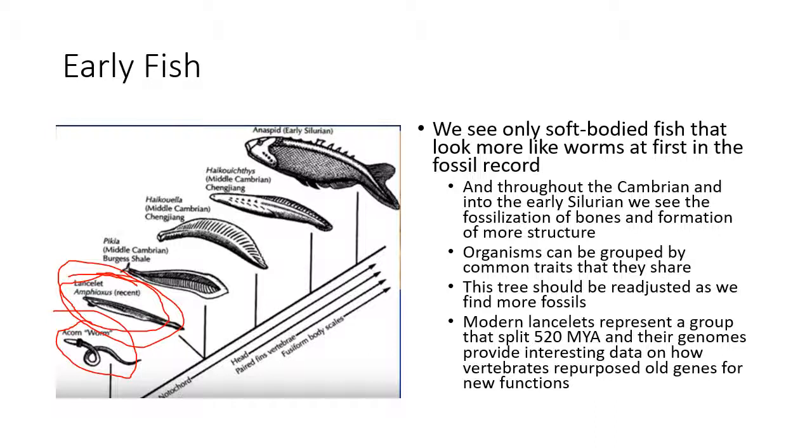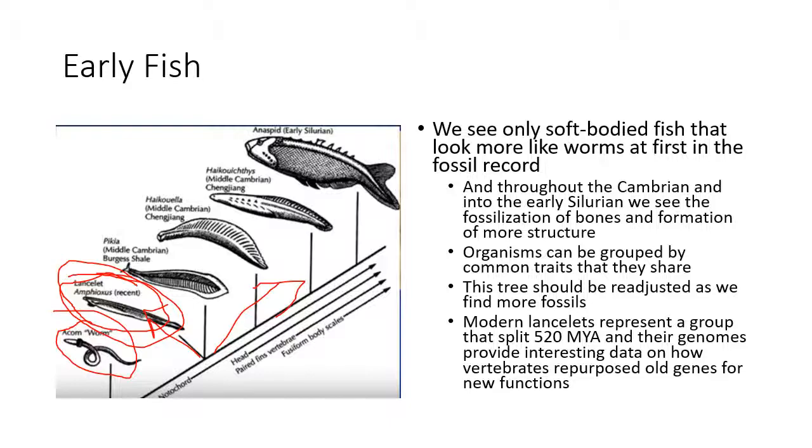As a matter of fact, if you have a splitting of population groups, so some go this way and others go this way, then all of the characteristics that are gained by this lineage are not necessarily gained by this one. This one doesn't even have to gain them. And the lancelet, the modern ones, actually help us to learn about how a lot of genes that existed have simply been repurposed for new functions in modern fish and in other vertebrates.